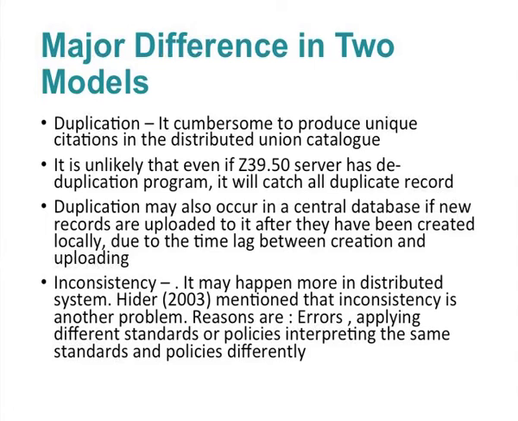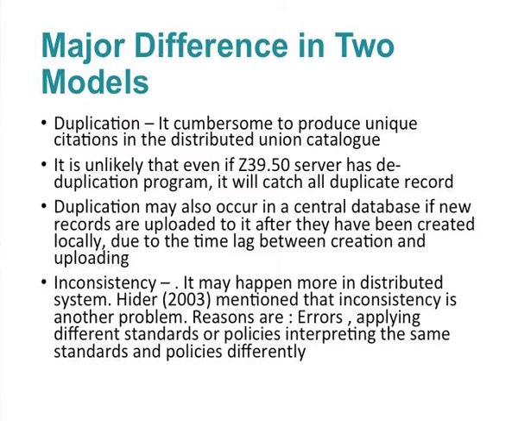So, if you look at the major differences between these two models, the centralized union catalog and the distributed union catalog, one major problem is duplication. It is cumbersome to produce unique entries or a unique citation record using these models.